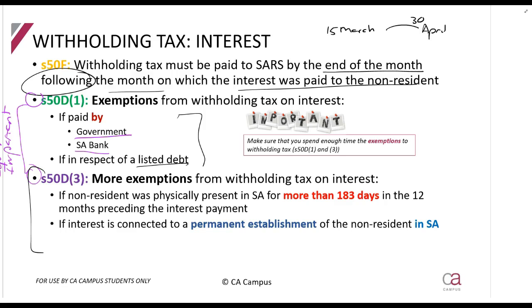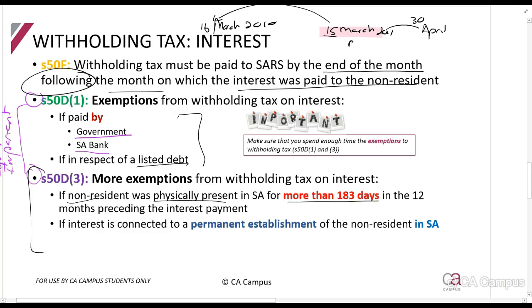There will be no withholding tax if the non-resident was physically present in South Africa for more than 183 days. Right, 183 days is half a year, so 6 months, in the 12 months preceding the interest payment. Now, I just used an example here where I said 15 March is when the interest was paid. You count back 12 months from that date, not the last tax year. So if that person was in South Africa more than 183 days, it is exempt from withholding tax.